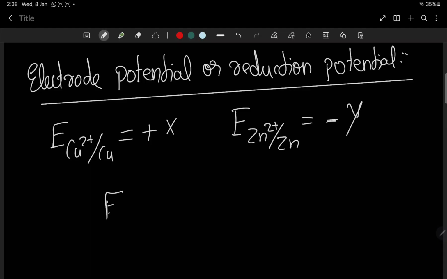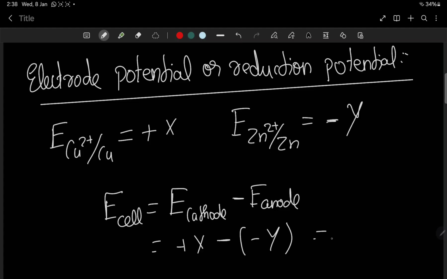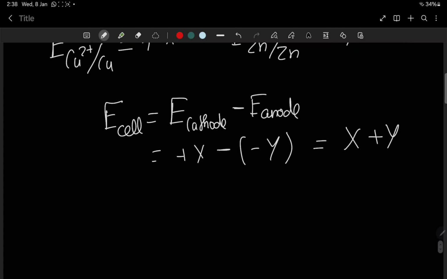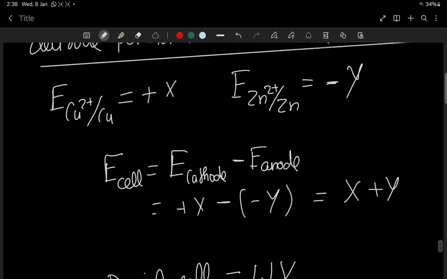So now, what is the electrode potential of the cell? It is E of the cathode minus E of the anode. Here the cathode is Cu2+, that is plus x minus (minus y). So that will become x plus y. For a Daniell cell, this x plus y value is 1.1 volt. So we add it like that and find it out. So now we understood what electrode potential is.